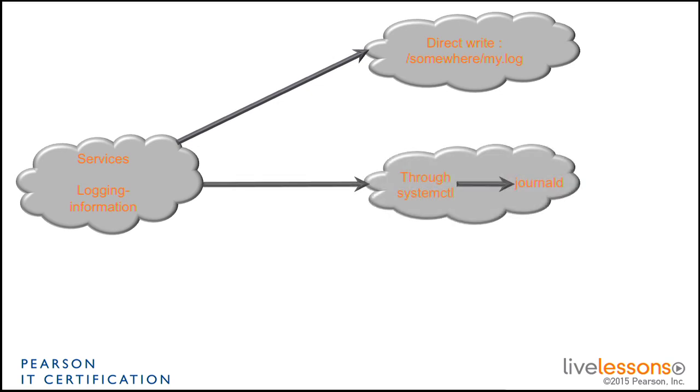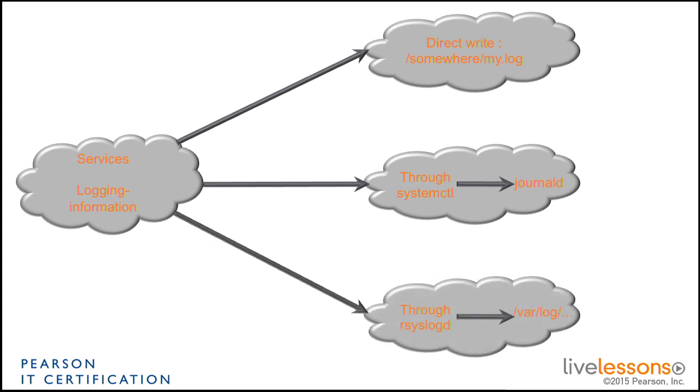It can also go through systemctl. Systemctl is the service that takes care of starting, stopping, tracking status of services. And systemctl communicates to journald. And journald is what keeps track of the logging information. And you can use journalctl to find the information from the journal.